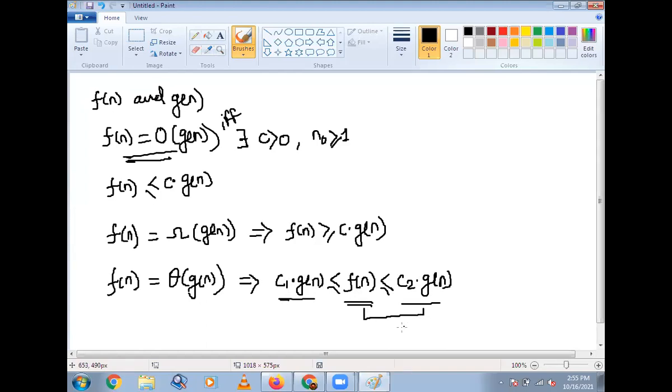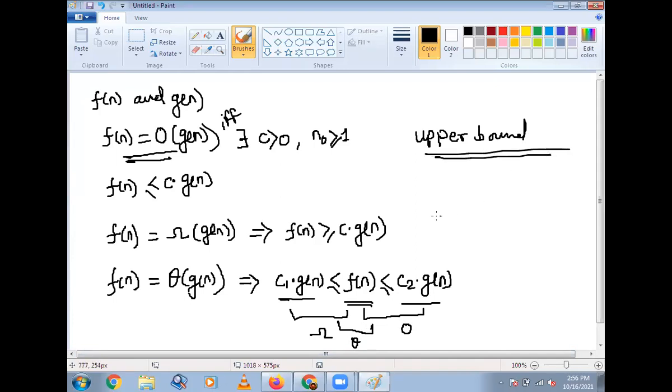The first part is big O, the second part is omega, and theta lies between these two parts. In case of big O, it is the upper bound; in case of omega, it is the lower bound; and theta lies between these two, upper bound and lower bound, and is known as the average bound. Okay, we have seen these three asymptotic notations.